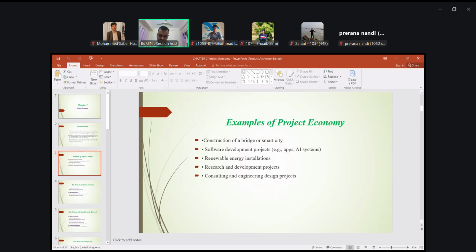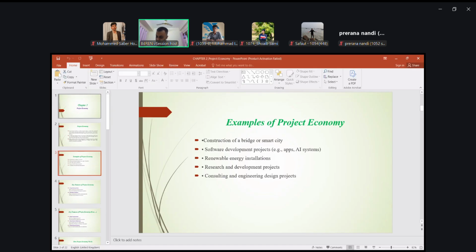Then software development projects. And I also told you that project economy means that you are basically assigned to do some temporary jobs. Okay, so when you are assigned to build a bridge, when the bridge is completed, your assignment is over. When you are assigned to develop a software, and when this software is developed, your job is also over. Okay, and like this, we talked about renewable energy installations and research and development projects. That means suppose you have work ahead, so based on this, you are doing some research, and also talked about the projects.